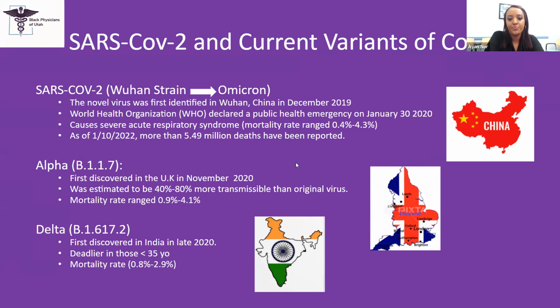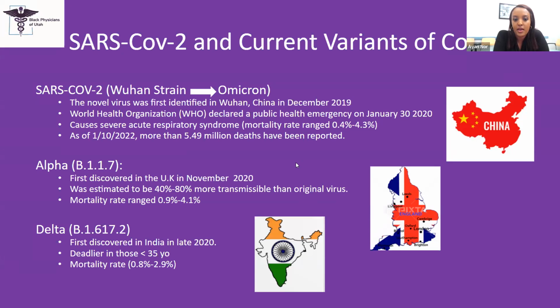Okay. So late in November, the UK first discovered the first variant, and it was the alpha. And then we had beta and also the gamma, which were in South Africa and Brazil. So the alpha became a variant of concern because it was spreading even quicker. There was about a 40 to 80% more transmission rate than the original virus. The mortality rate ranges from 0.9% to 4.1%.